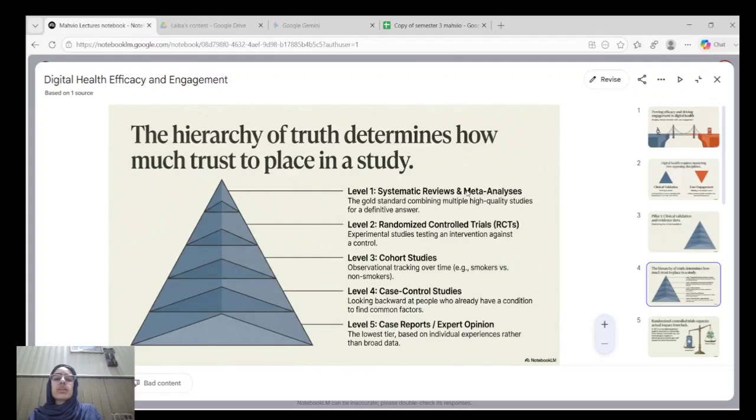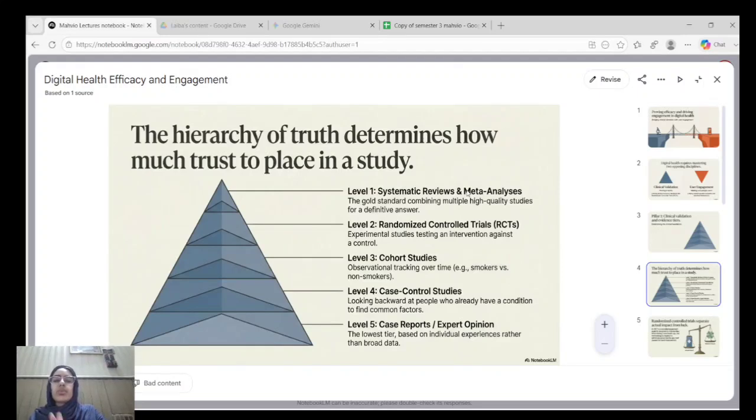The second one is randomized controlled trial. These are experimental studies testing an intervention against a control. For example, if our medical triaging app gives dietary advice, we test it against a group not using the app. The third level is the cohort studies. This is observational tracking over time. For example, observing smokers versus non-smokers over a decade to see who develops disease.